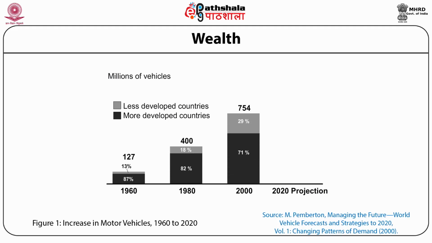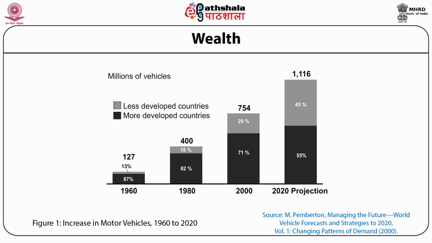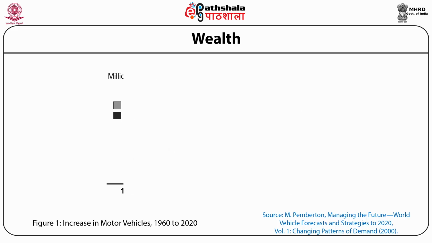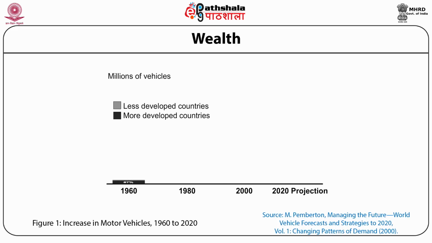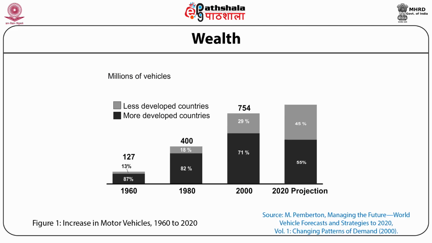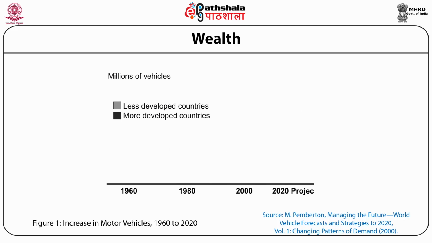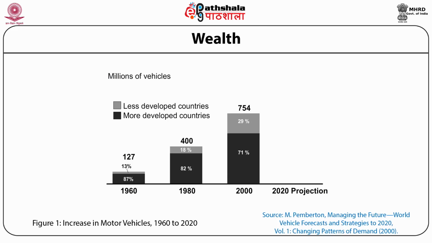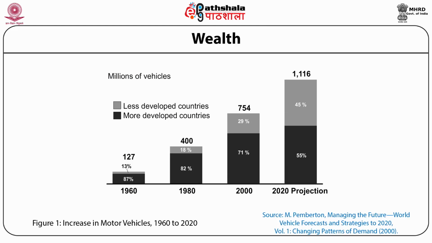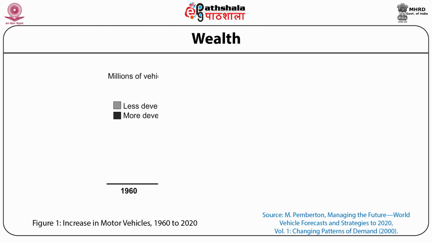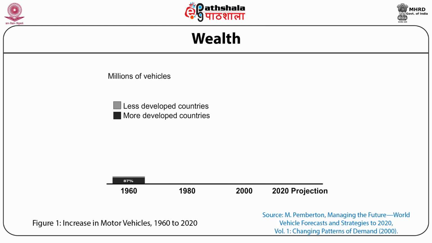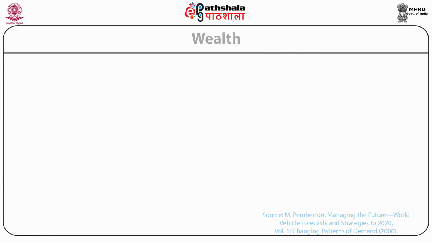For example, in 2000, about 70% of the world's automobiles were in more developed countries. For this, you can see figure 1. The United States had more than 400 cars per 1,000 people. In less developed countries like India and Bangladesh, there were only 5 cars per 1,000 people in 2000.